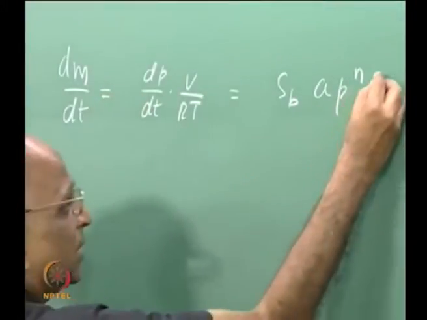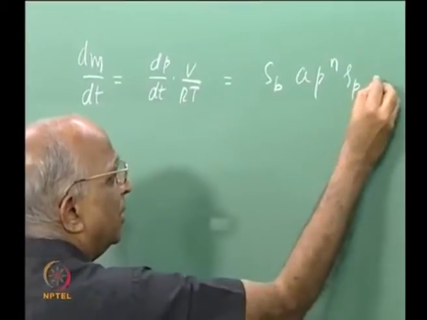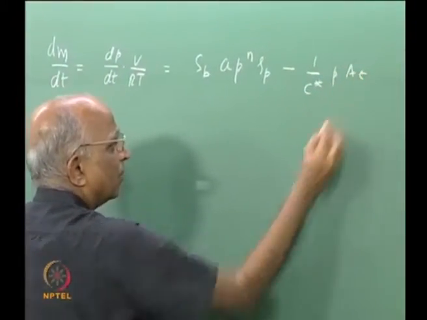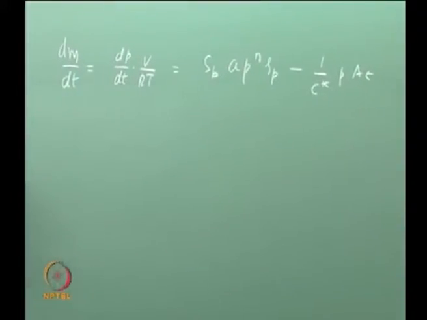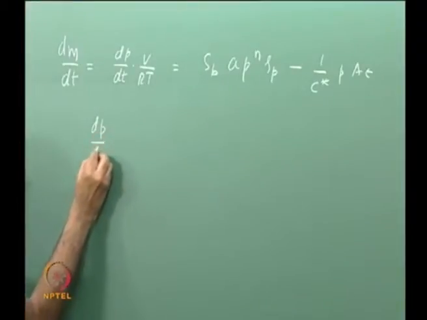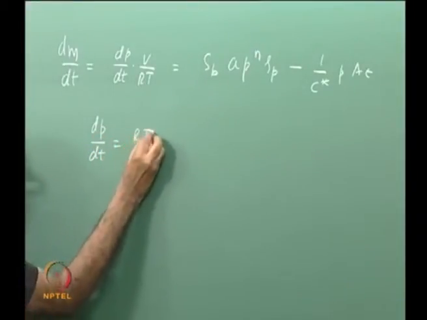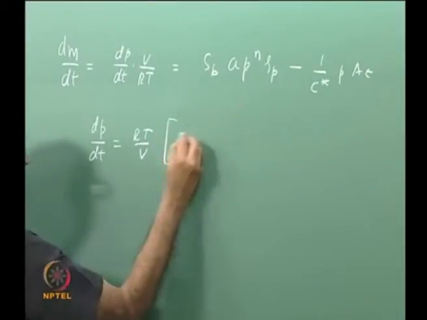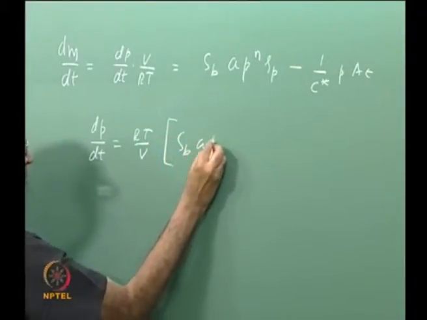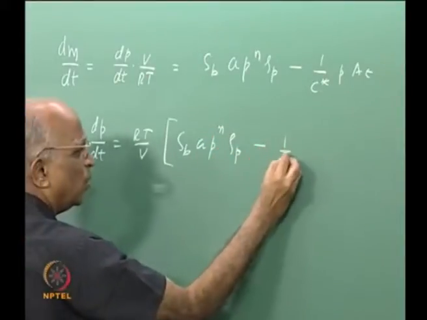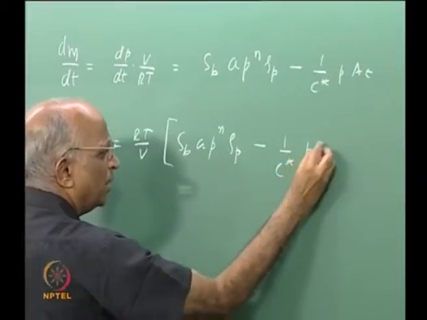into rho p, that is the rate at which mass is getting generated, minus 1 over C star into P into At, right. And therefore when we solve this equation, we got dP by dt is equal to RT by V, and then within the bracket Sb a P to the power n times the density of the propellant, minus 1 over C star into P into At.